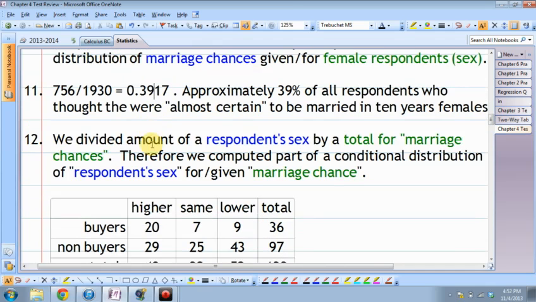So what did we divide by? We divided by a total for marriage chances. So it's a conditional distribution given marriage chance or for marriage chance. So it's a conditional distribution of respondent sex for the marriage chance almost certain.